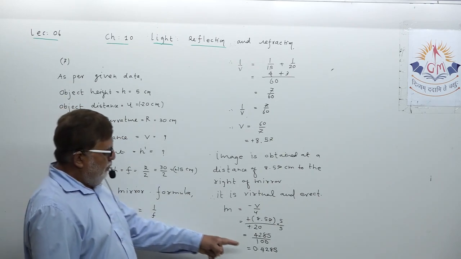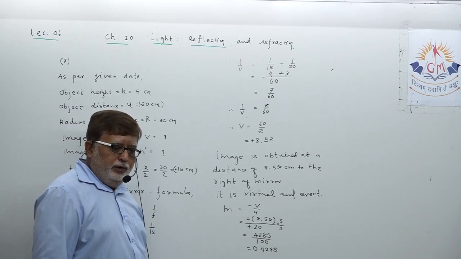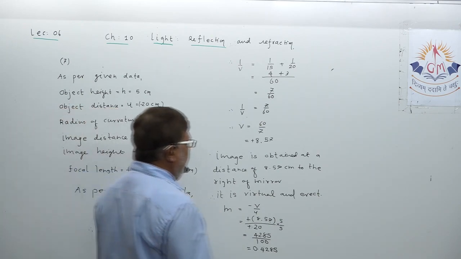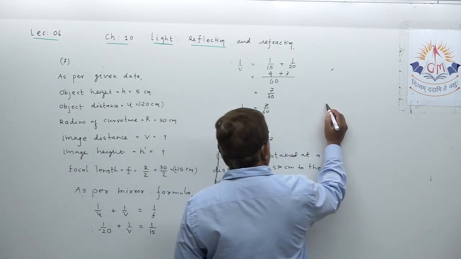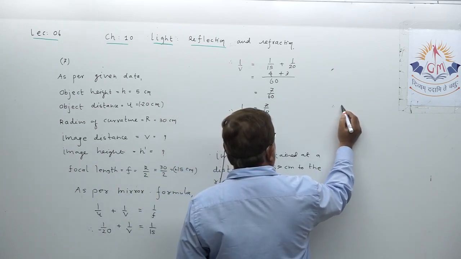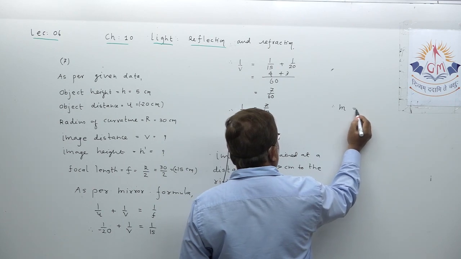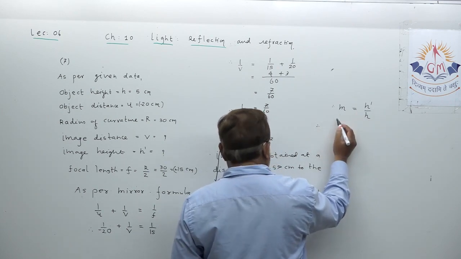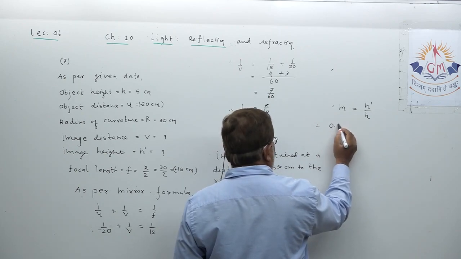After you get value of magnification, which is 0.4285, now our target is to get image height, and for that purpose you will again write m equals h dash upon h. What is the value of m?